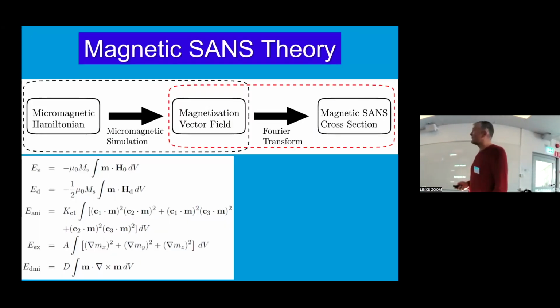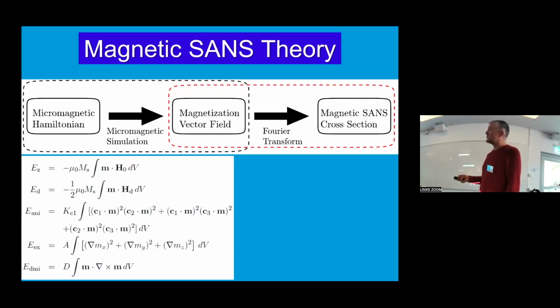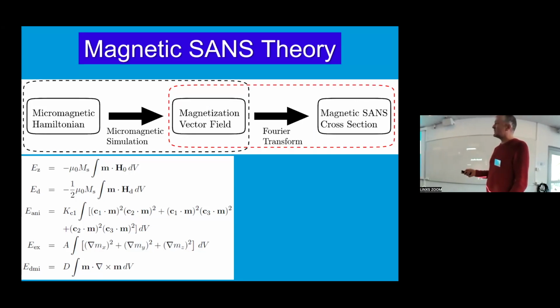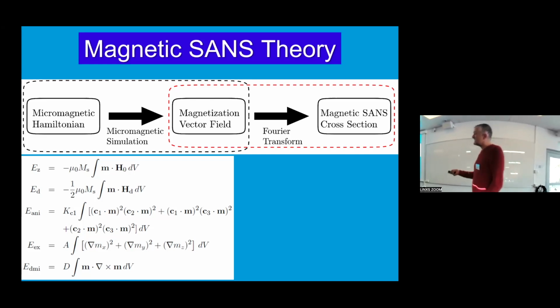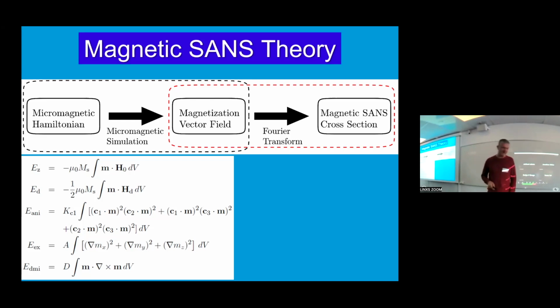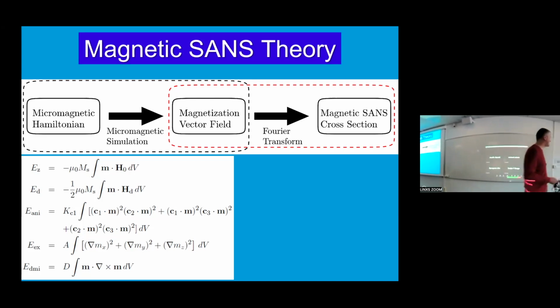You can see our approach. So we start with an energy expression with a micromagnetic Hamiltonian. Everything is purely semi-classical. We carry out the micromagnetic simulation. We get the magnetization field in real space, Fourier transform it, and then get the magnetic SANS cross-section. So here I have written down the main expressions that are relevant in this micromagnetic theory.